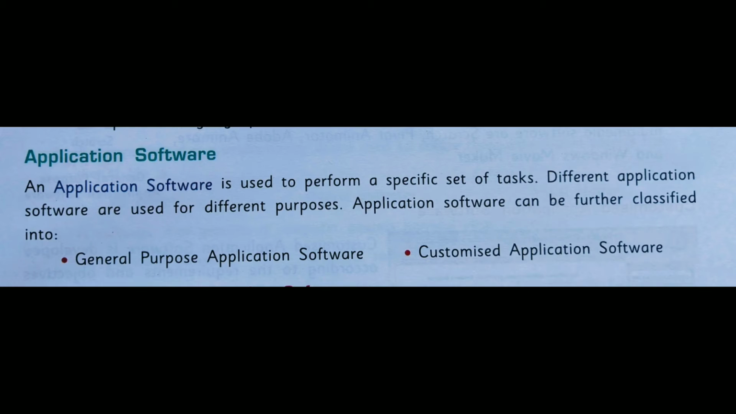What is application software? An application software is used to perform a specific set of tasks. Different application software are used for different purposes. Application software can be further classified into general purpose application software, customized application software.